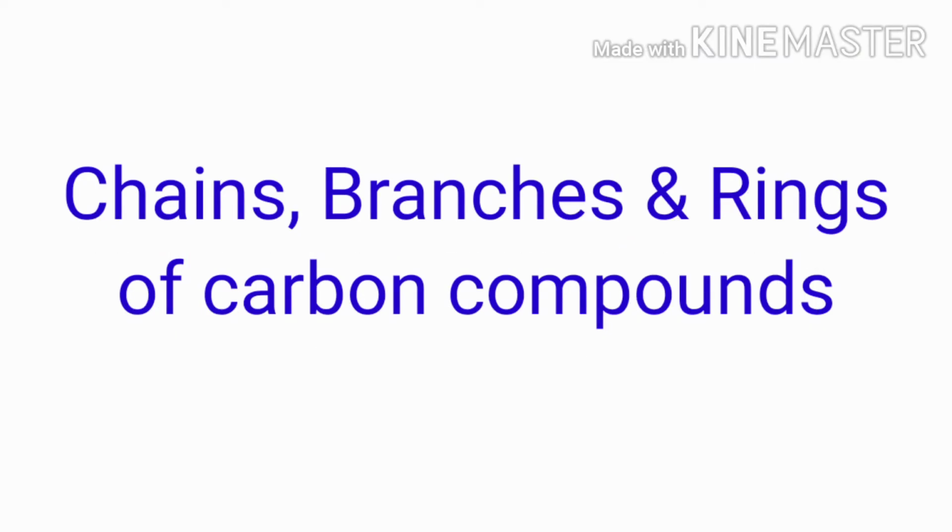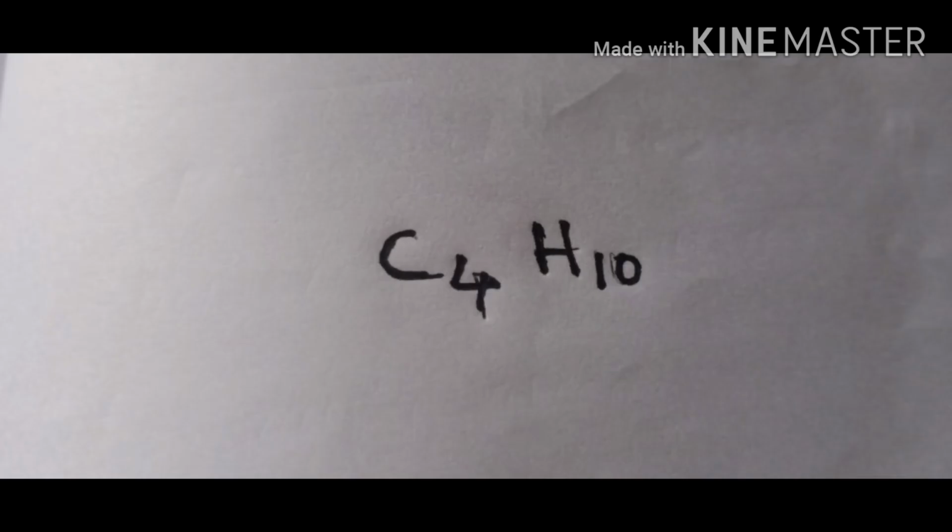Hello students. The element carbon can form a large number of compounds, and due to catenation these compounds can exist in the form of chains, branches and rings. For example, two carbon skeletons are possible for a molecule having molecular formula C4H10.